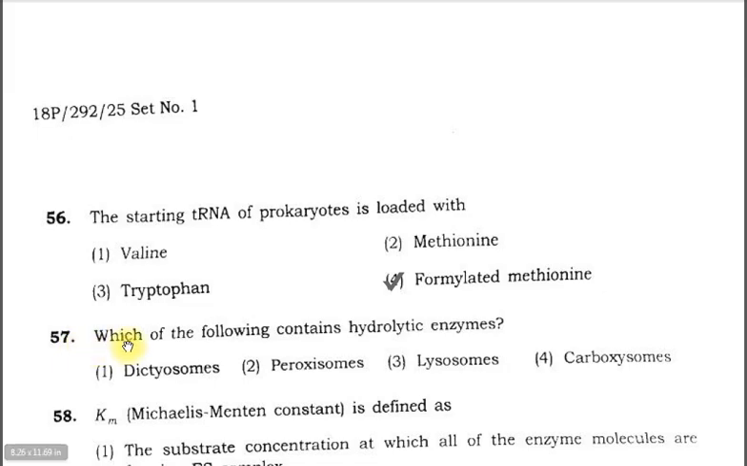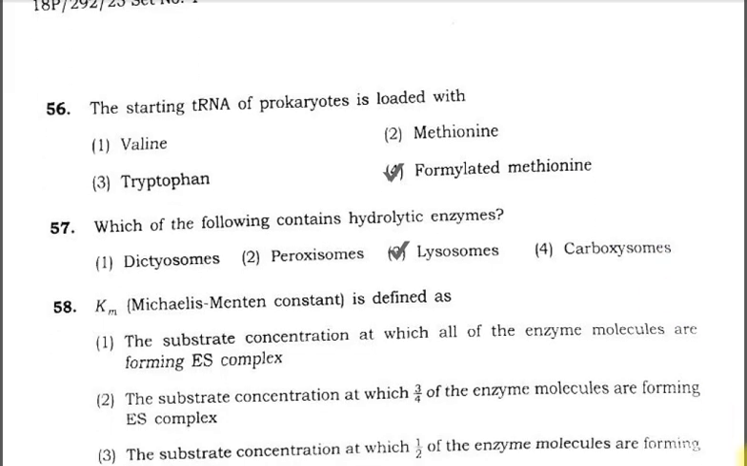Question number 57. Which of the following contains hydrolytic enzymes? Number 1 dictyosome, number 2 peroxisomes, number 3 lysosomes, number 4 carboxysomes. So here the very simple question, I hope you have written the correct answer on the paper. Yes, option number 3 lysosomes is the correct answer. Lysosomes are also called suicidal bags of the cell.